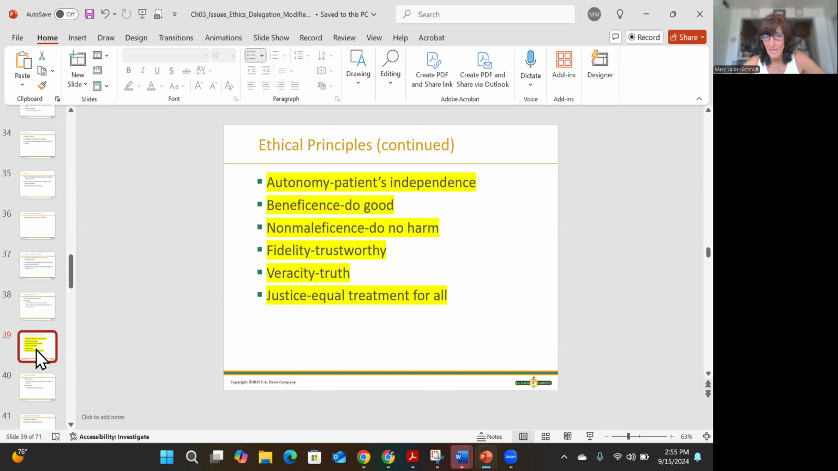So let's talk about the ethical principles really quickly. Autonomy. The patient gets to participate in their plan of care. They must. They have independence. They had a life. They're a person. They're a human being, right? So their input must be considered when we're developing a plan of care.